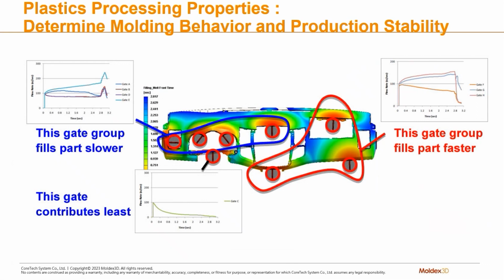Here you can see that there are multiple gates on this part, and in the simulation, we can figure out which gate group fills the part slower versus faster, and which gate contributes the least or the highest. This difference is caused by how viscous the material is, or what the temperature of the material flowing in is. Comparing what the simulation shows with what the actual part shows, and being able to predict accurately and exactly, will help us mimic or replicate our production floor experimental phenomena in the simulation or the virtual world.